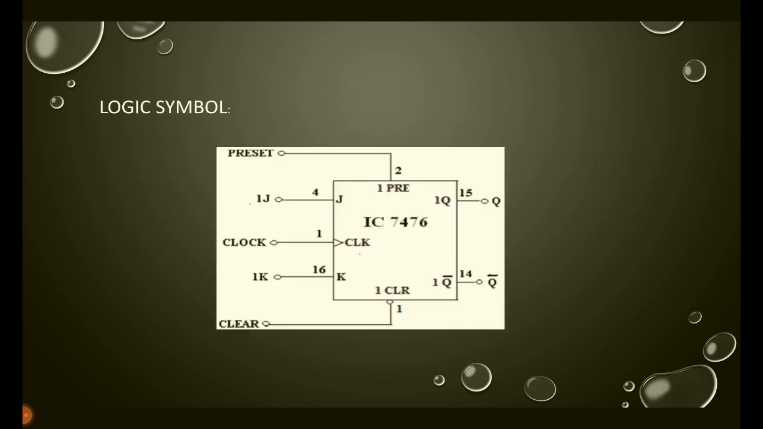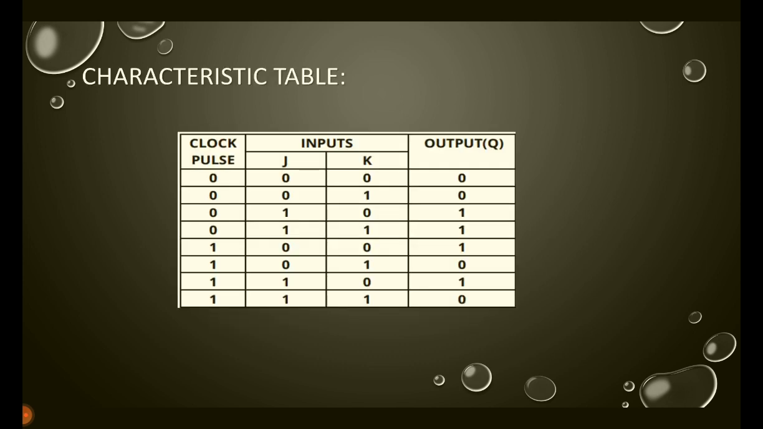Logical diagram. Here also we have totally 2 inputs, that is J and K, connected with clock pulse. And here we have 2 outputs, that is Q and Q bar. So, characteristics table. When we give clock pulse value as 0, let's see what is happening. When we give both inputs as 0, the output is 0. When we give input for K, the output is 0. When we give input for J, you get output Q as 1. When we give input for both K and J, you get output value as 1.